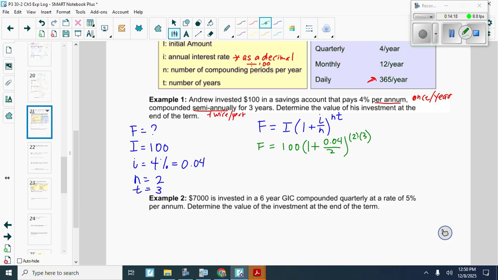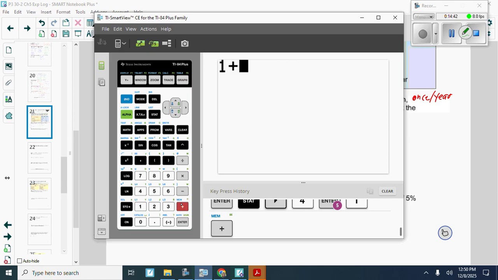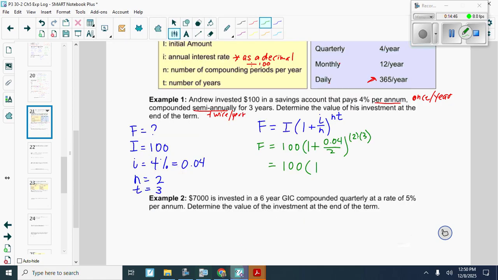Okay, so I'm just writing all the substitutions in. When you're putting it in, you can do that little mental math. You can do to the exponent 6. Okay, so let's clean that up just a little bit. So we have 100, 1 plus, if we do this with our calculator, 0.04 divided by 2, okay, 1.02. All right, so 1.02 to the exponent 6. Okay, this is a little bit nicer.